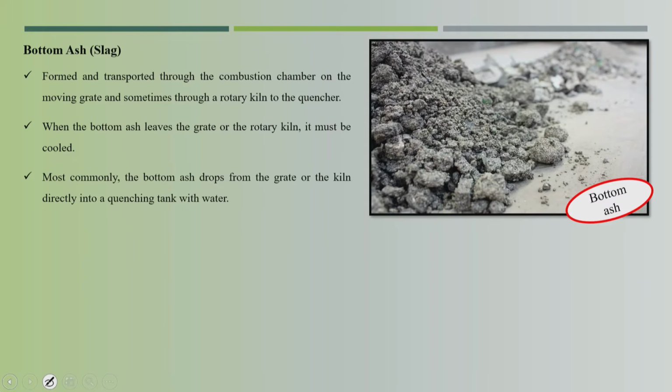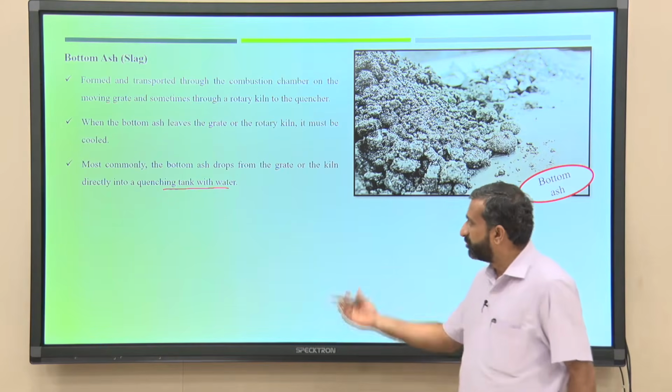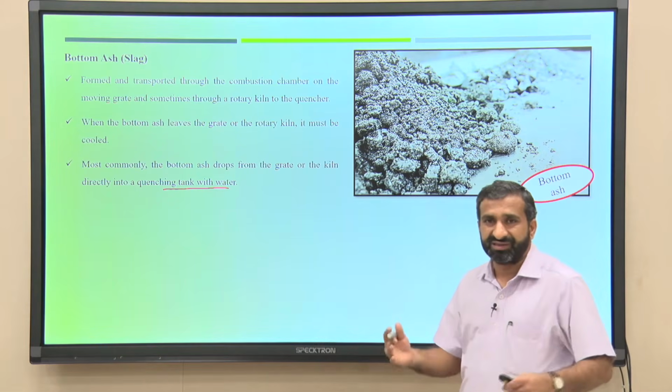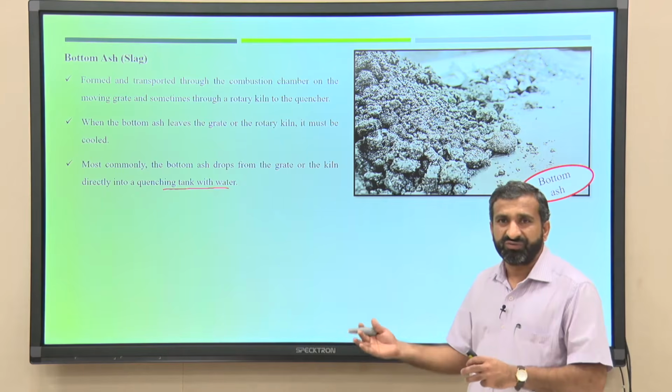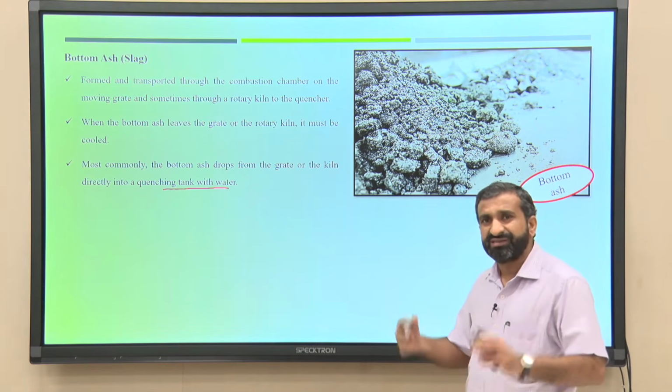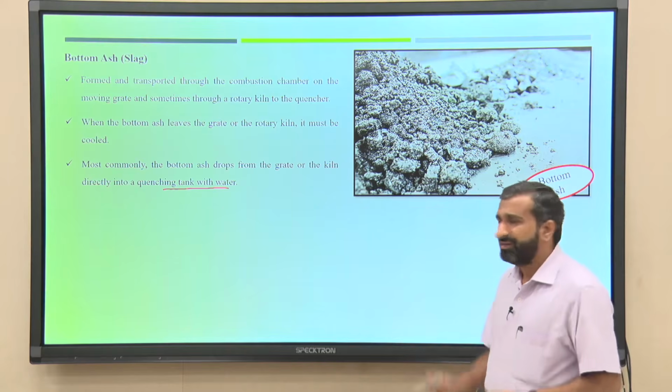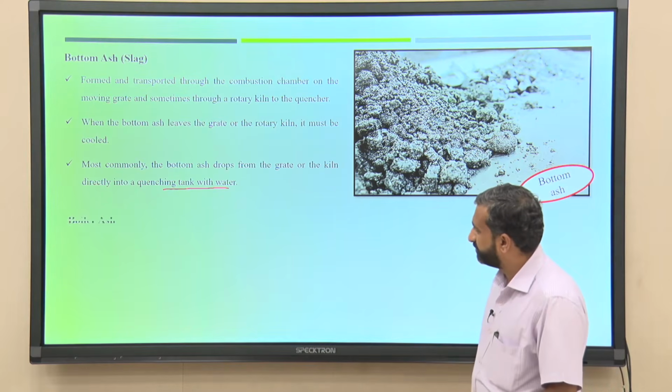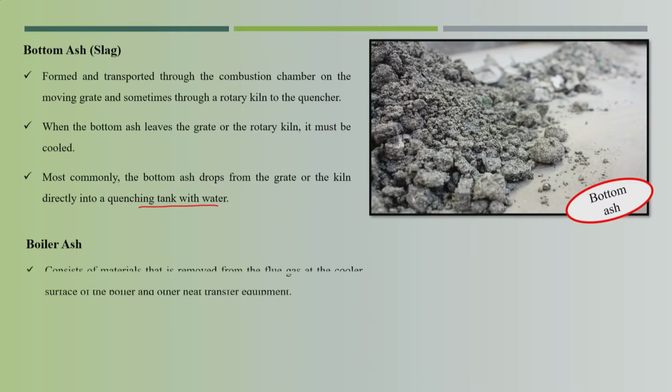Most commonly the bottom ash drops from the grate or the kiln directly into a quenching tank with water. That benefits in both ways, because the ash is cooled off by quenching into the water, and the storage is also very easy and beneficial. Now, next is the boiler ash.